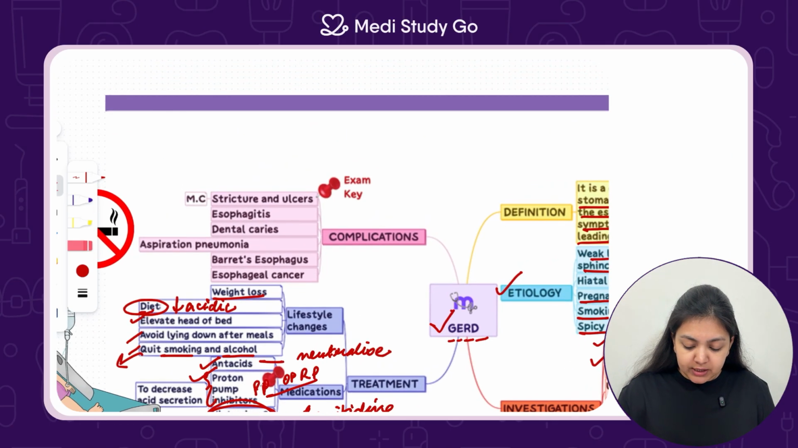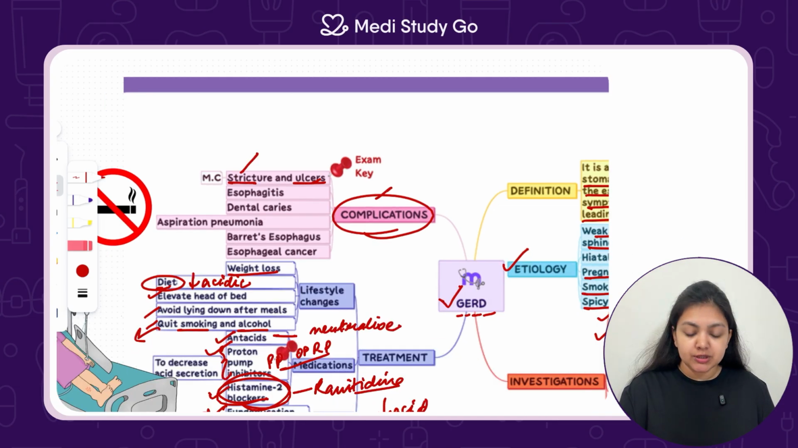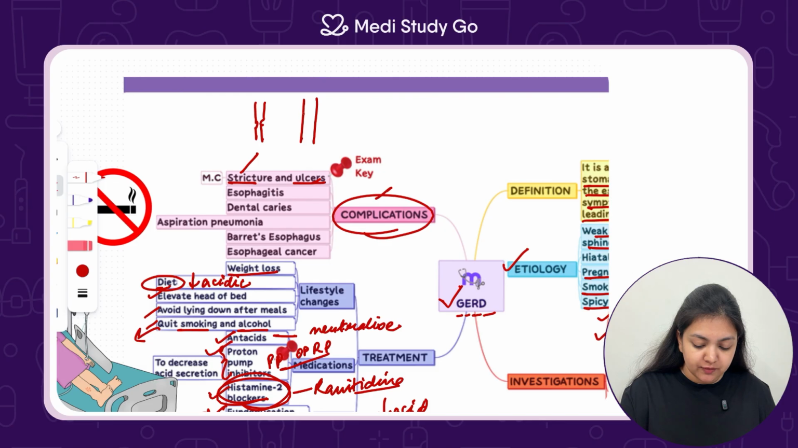Now, what are the complications which can happen when a patient has GERD? The most common complication is a stricture and an ulcer. So stricture is something when some small narrowing has happened in the main lumen, and ulcer is when excess of acid and spicy diet or smoking etc. has formed ulcers which can be painful because of the excess acid which has come back from the stomach.